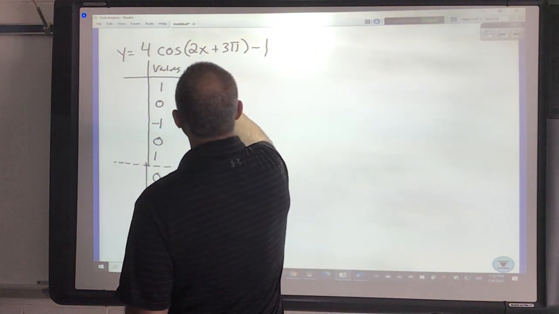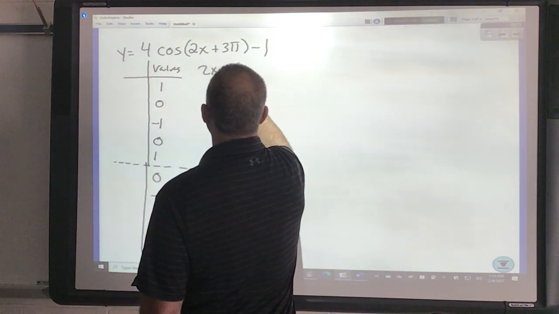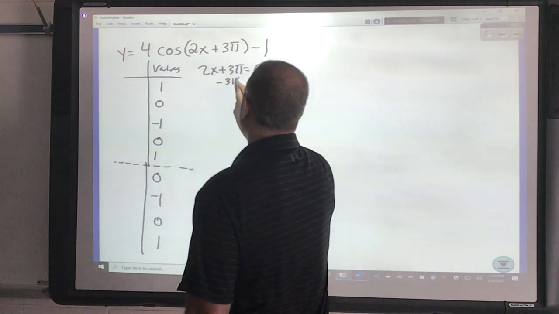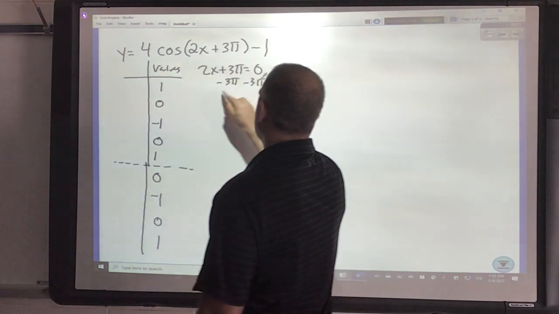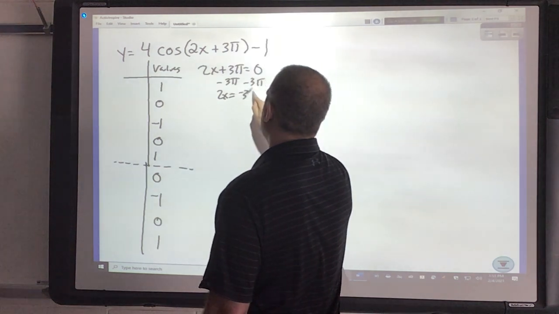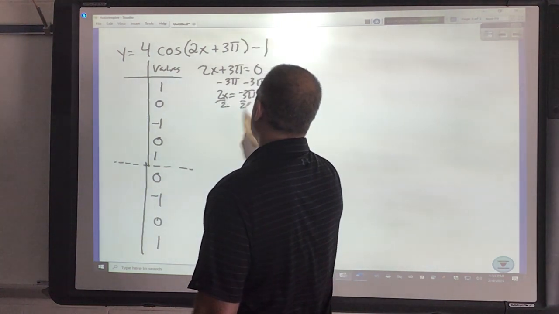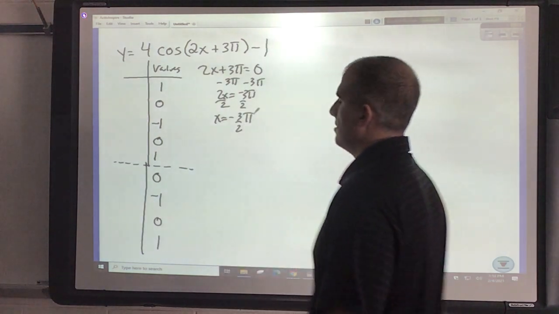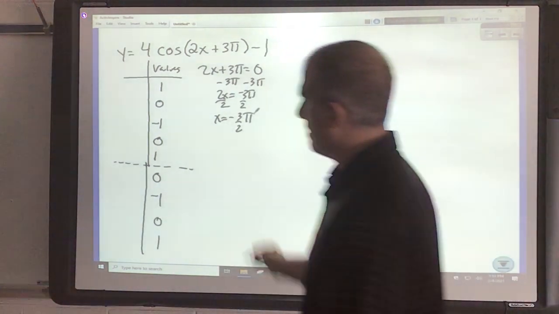I've got 2x plus 3 pi equals 0. Let's subtract 3 pi. That's 2x equals negative 3 pi. Divide by 2. x equals negative 3 halves pi. So my first value is negative 3 halves pi.